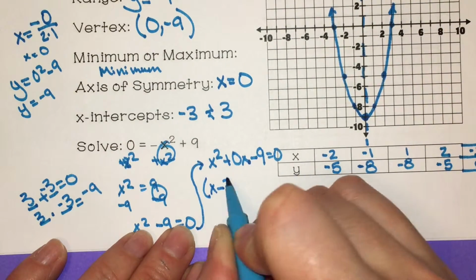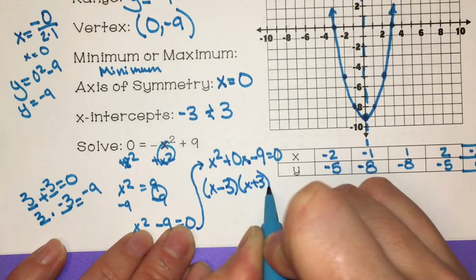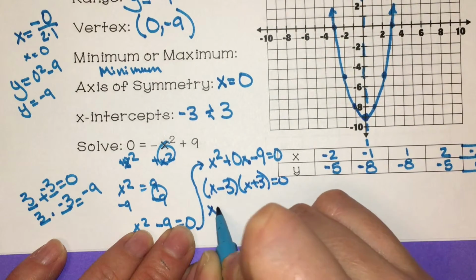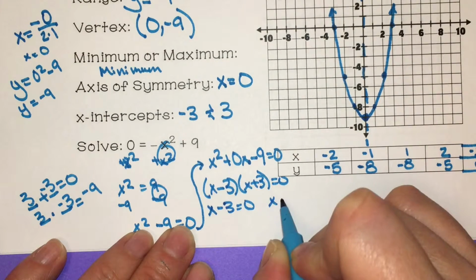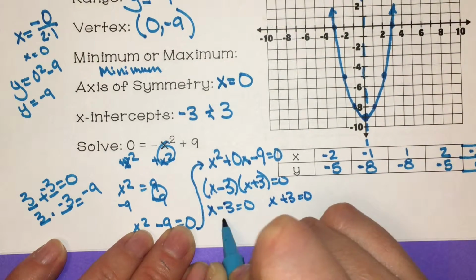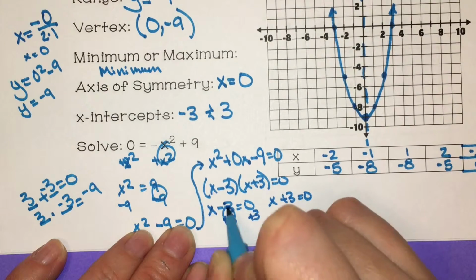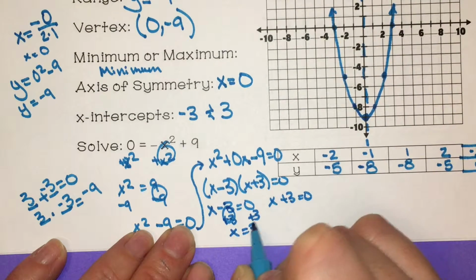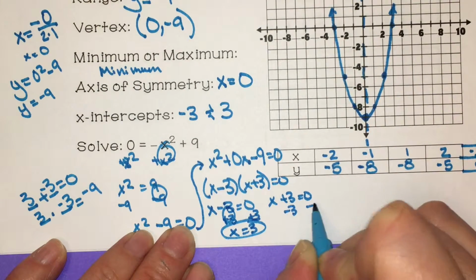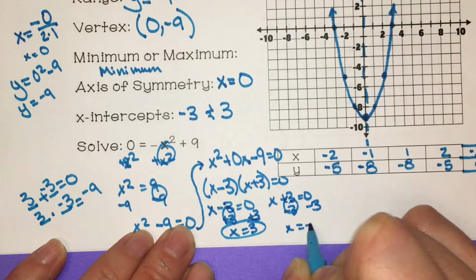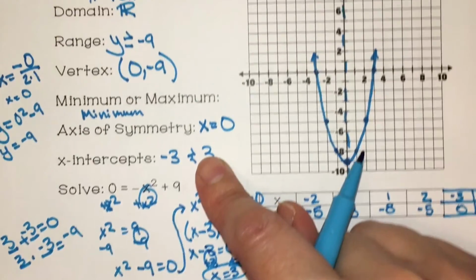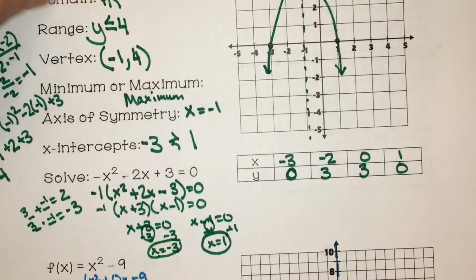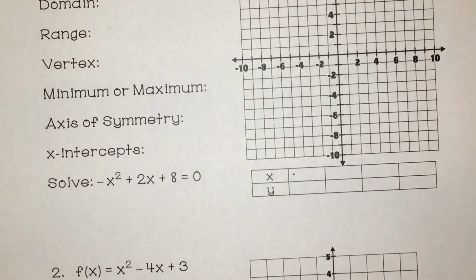So x minus 3 times x plus 3 equals 0. Solve each individually. Here we have x minus 3 equals 0 and here x plus 3 equals 0. I'm going to add 3 to both sides to get x equals 3. Here I'm going to subtract 3 on both sides to get x equals negative 3. And my solutions are the exact same thing as my x-intercepts. So now I'm going to have you try 2 problems.